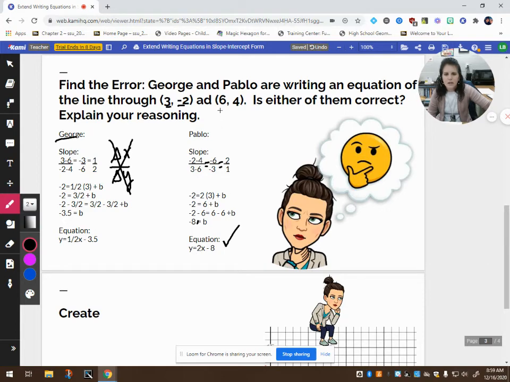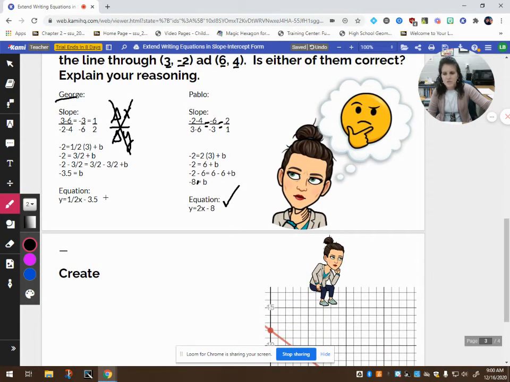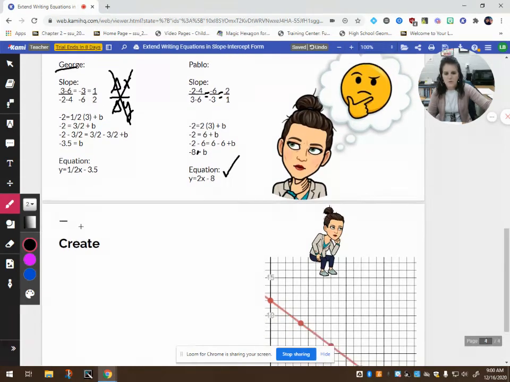Plug it in. 2 times 6 is 12. 12 take away 8 is 4. So it works for that point. 2 times 3 is 6. 6 take away 8 is -2. So we know his equation is correct. Poor George. If he only would have checked, he would have realized he'd done something wrong.